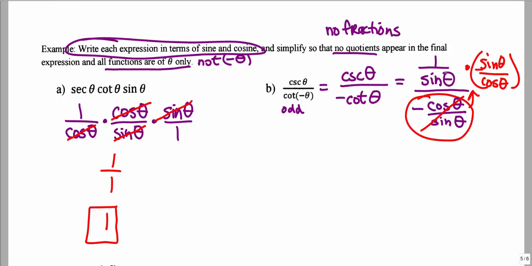Now we can cancel common factors. So sine theta and sine theta will cancel out. So we are left with minus 1 over cosine theta. Now, we don't want our final answer to have any fractions in it. So what is an equivalent expression to 1 over cosine theta that does not look like a fraction? Well, that would be secant. So I'm going to write this as minus secant theta.